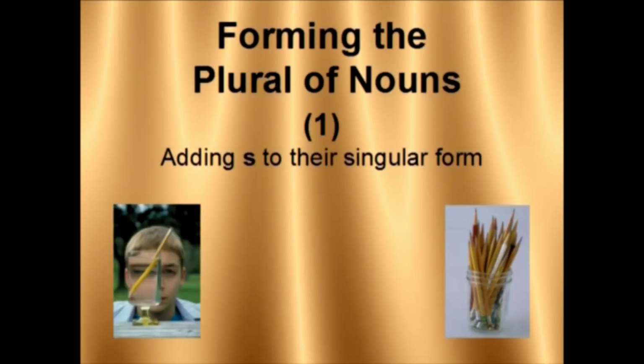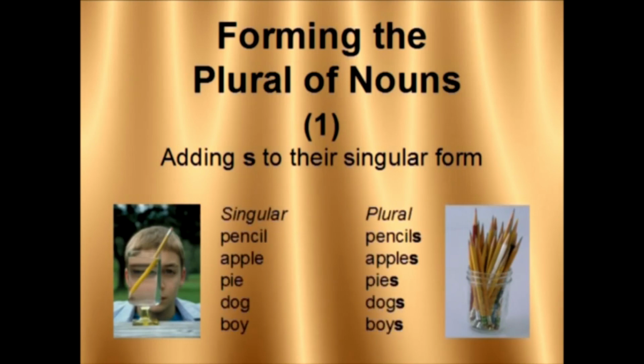How do you form the plural of nouns? Here are some rules to help you change a singular noun to plural. Number 1, most nouns form their plural by adding s to their singular form. For example, for singular: pencil, apple, pie, dog, boy. For plural: pencils, apples, pies, dogs, boys.